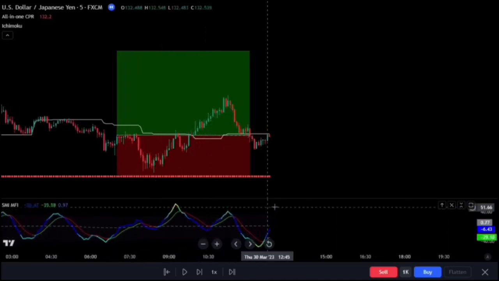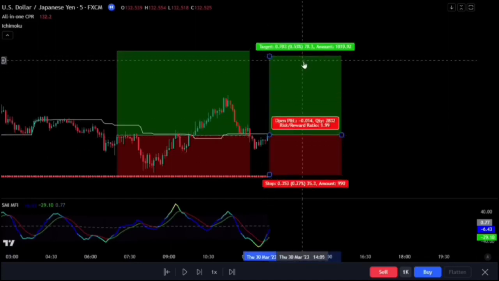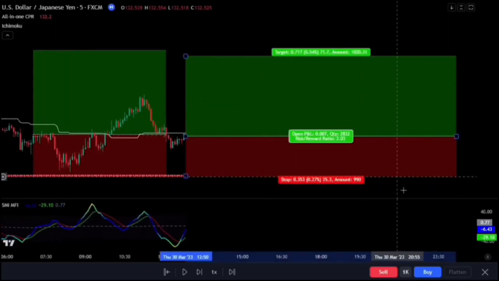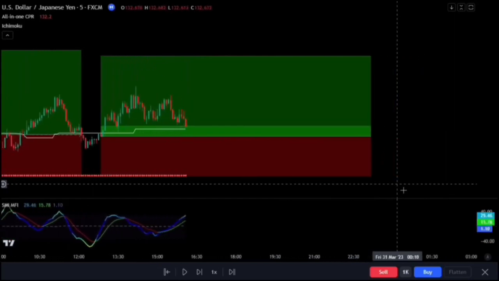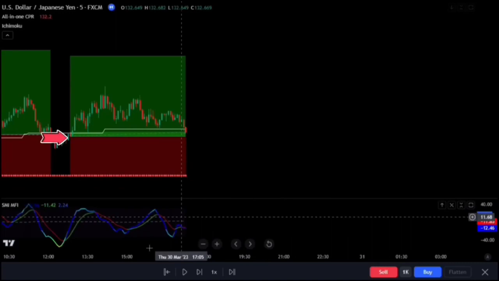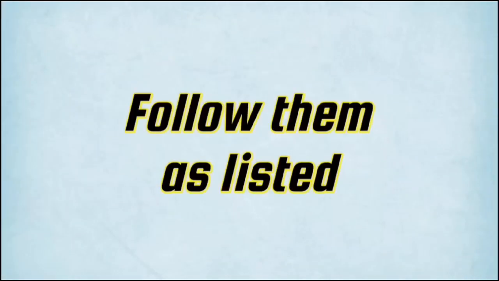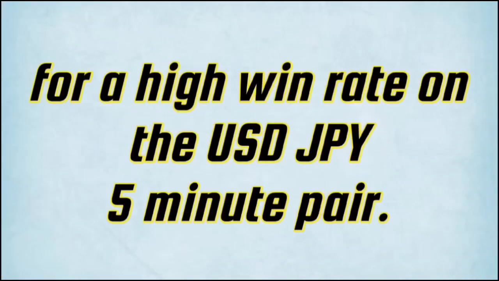And again, we got a valid signal here. If we opened another trade at this point, we would have closed it at this point for a small profit. So make sure you do not avoid the rules for entry. Follow them as listed. For a high win rate on the USD/JPY 5-minute pair.